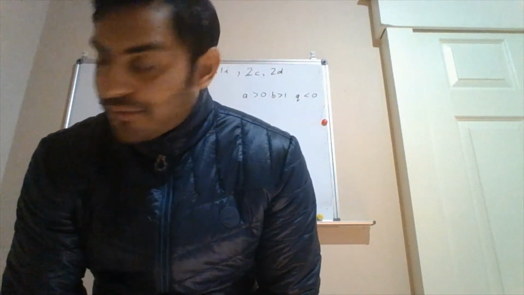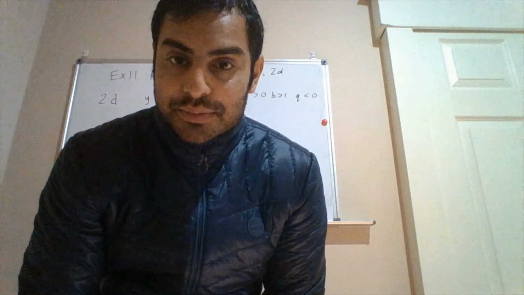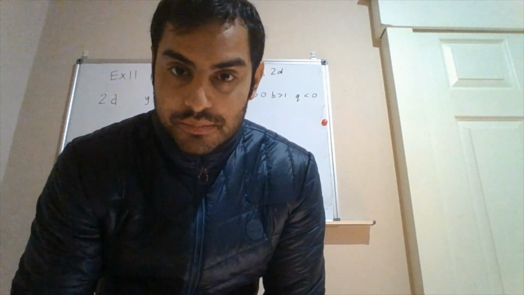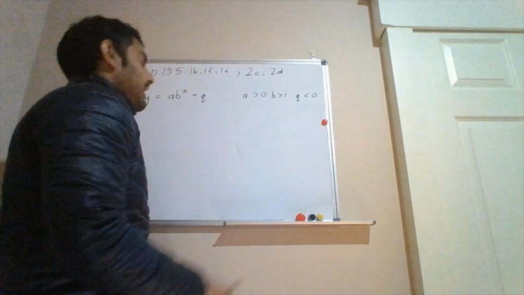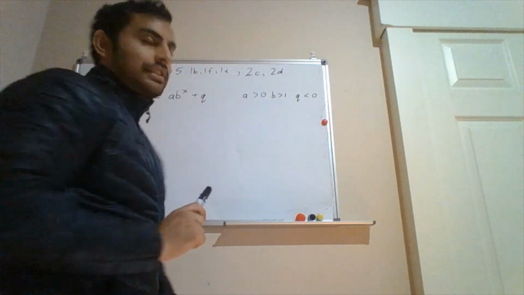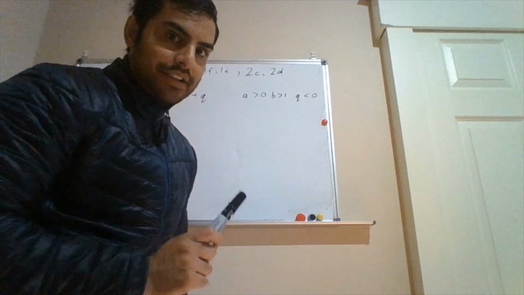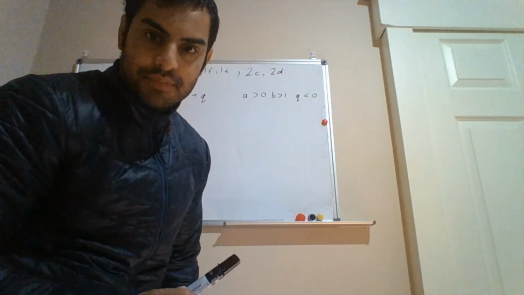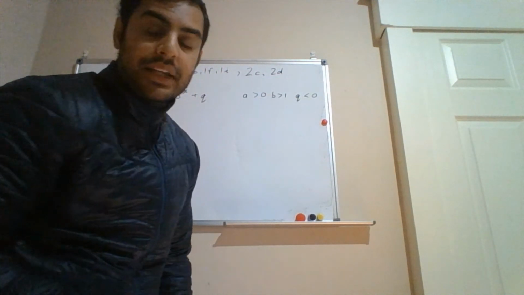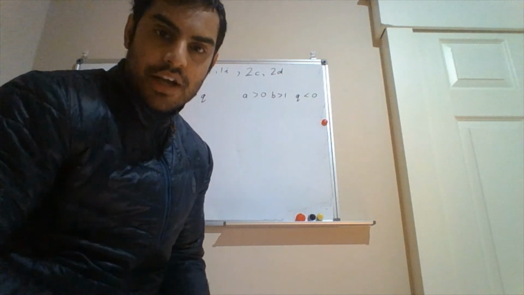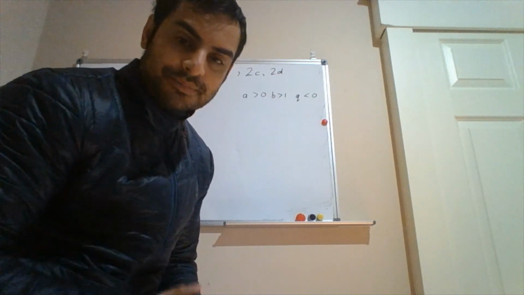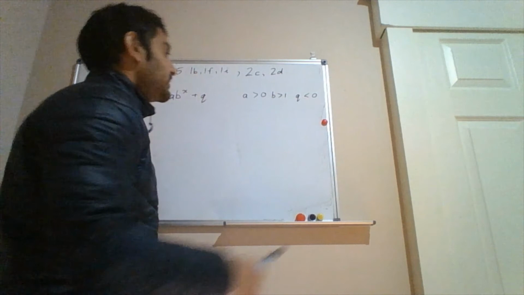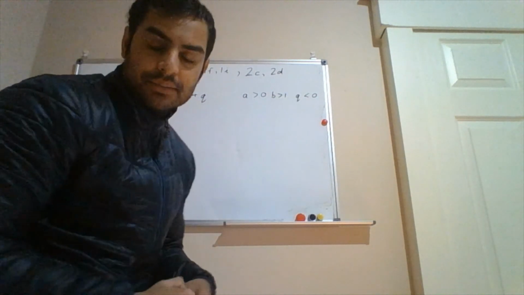So lastly, for 2D, we have an exponential graph with some unknown parameters. And they give us that A is greater than 0. And I've just changed the second parameter B to be greater than 1. In the textbook, they have B is supposed to be greater than 0, but that's not specific enough. I'll show you why in a moment. And then Q is less than 0.